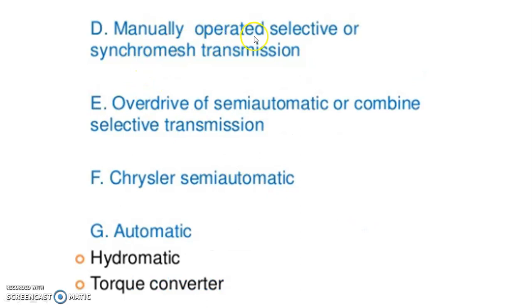D is manually operated, selective or synchronous transmission. E is overdrive or semi-automatic or combined selective transmission. After that, Chrysler semi-automatic, and the last one is automatic. In that there are two types, hydromatic and torque converter. So this is a classification of a transmission system.